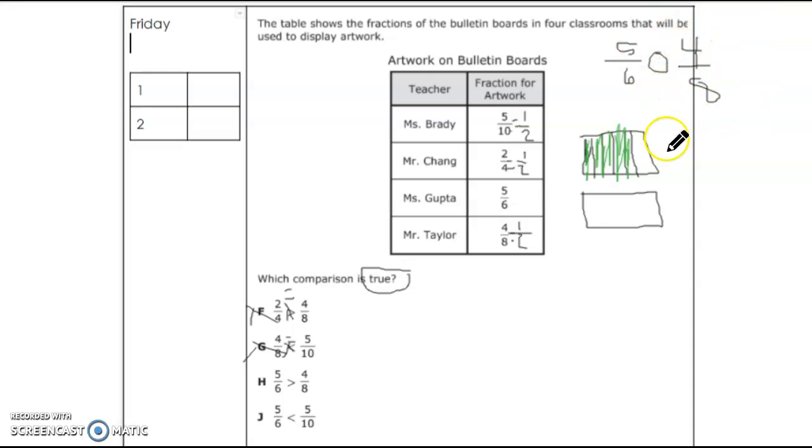Okay, so now let's do the same thing for 4/8. My denominator is 8, so that means I need to break my whole into 8 pieces. So let's go ahead and do that. 1, 2, 3, 4, 5, 6, 7, 8. And let's shade in 4 of them. 1, 2, 3, 4. Okay, so from our picture, we can see that 5/6 is probably greater than 4/8. And that does make sense considering 4/8 is 1/2 and 5/6 is greater than 1/2. So maybe it's H. So let's go ahead and compare them, writing out the common denominators.